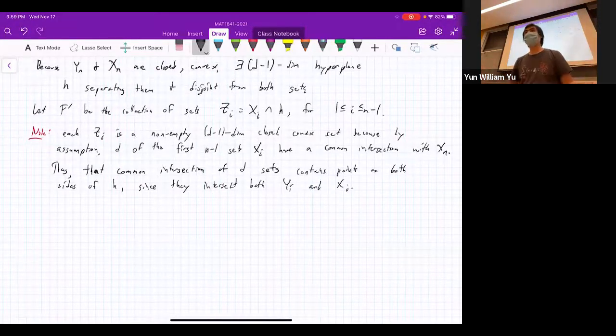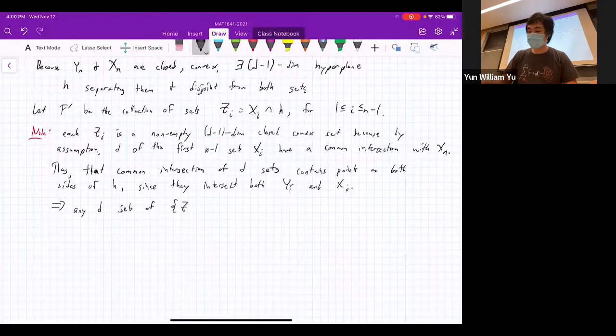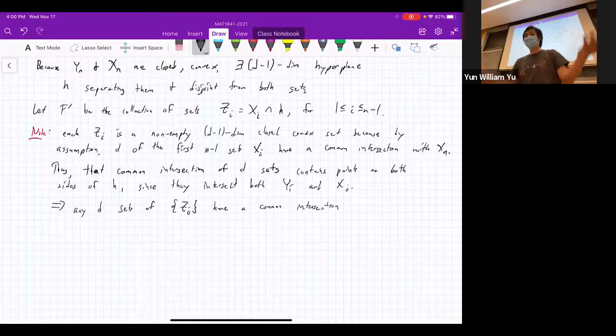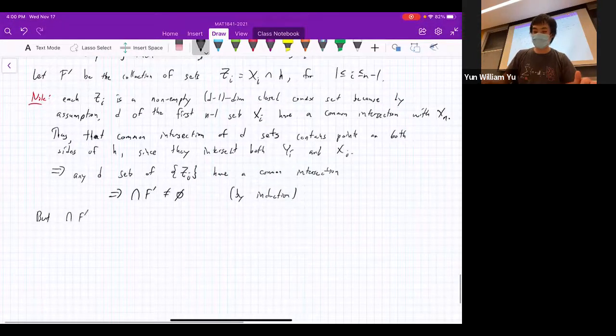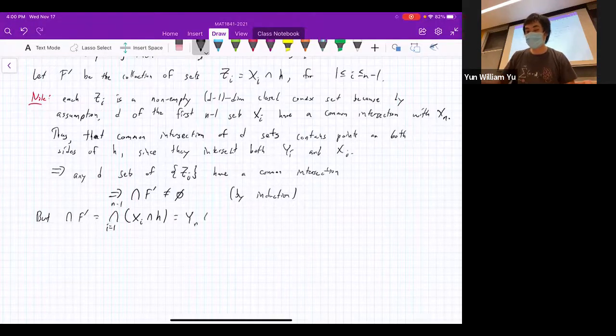Okay, and now we're almost done. So now what we've done is to reduce this problem down from n and d to n and d minus 1. This implies that any d sets of Zi have a common intersection. If you have any d sets of Xi, you have a common intersection. Then by the inductive hypothesis, since we're in the lower dimensional setting now, the intersection of our F prime is non-empty. This is by induction. But we also know that the intersection of all of our F prime is just equal to the intersection over i equals 1 to n minus 1 of our Xi intersect H, which is equal to just Yn intersect H, which is a contradiction, because originally we showed that the hyperplane actually separates them. So this is a contradiction.